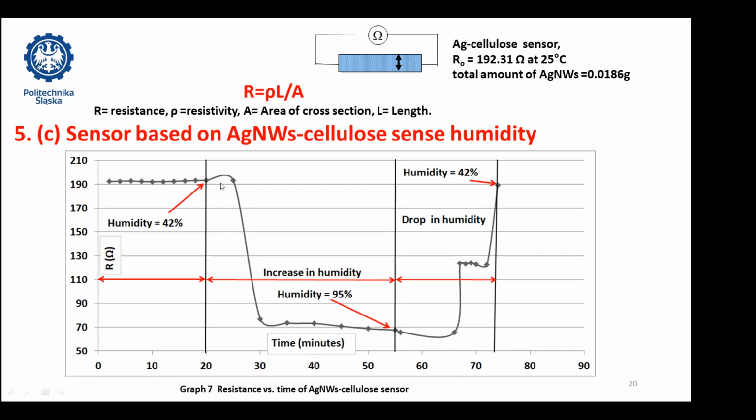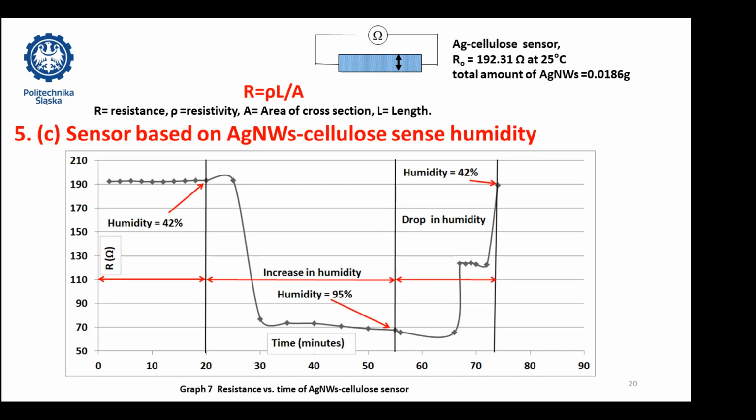So first of all, the resistance decreases till 30 minutes, and then it becomes horizontal. The line becomes horizontal till 55 to 56 minutes. So what is happening here? If you consider the formula R = ρL/A, R is the resistance, ρ is the resistivity, and A is the cross-sectional area.